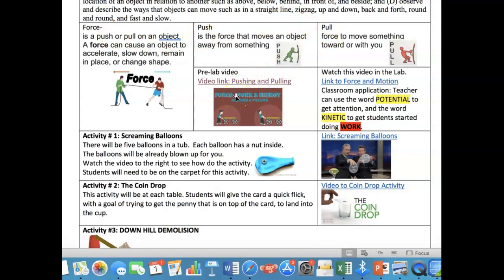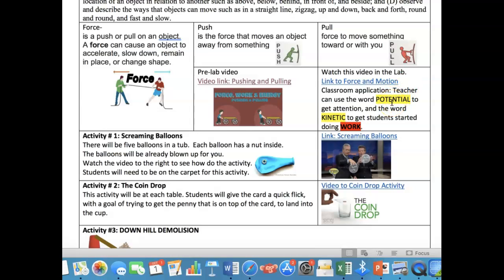Preload video for the students, and for you would be this one right here. This will be in the STEAM lab. It really goes over the types of energy, potential and kinetic energy. And once the students watch this, it might be fun for you to use it in the classroom.